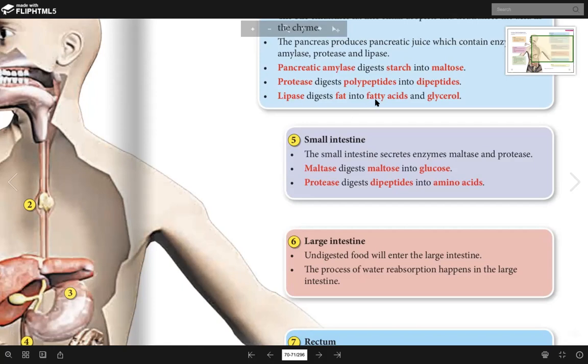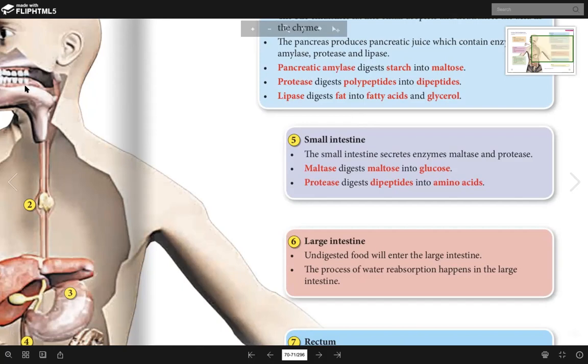Okay. So kita bincang, kalau amylase, nama lain dia pancreatic amylase. Tapi kalau awak nak guna perkataan amylase pun tak apa. Amylase fungsi dia sama juga untuk digest starch into maltose. Sama juga macam dekat mulut ni. Dekat mulut kan kita ada amylase kan. Okay, fungsi dia untuk digest starch into maltose.